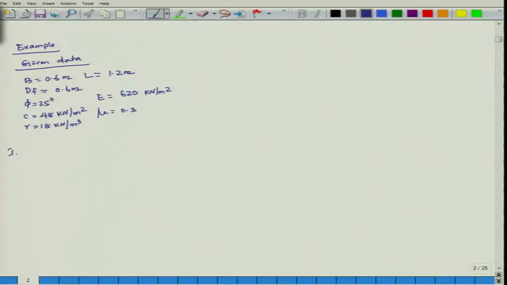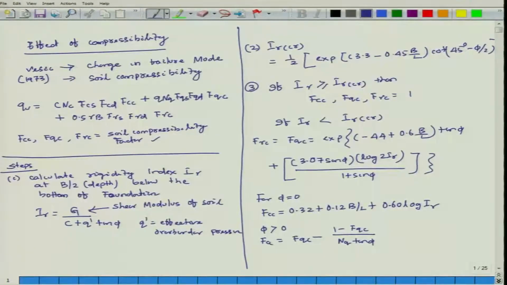Then find the rigidity index IR, which is equal to G by C plus Q prime tan phi. You can calculate G, where G is equal to E by 1 plus 2 mu, and from there also you can calculate Q prime, the effective overburden, which is equal to gamma times the depth of the foundation plus B by 2. If you look here, it has been considered up to a depth equal to B by 2, the width of the foundation by 2.